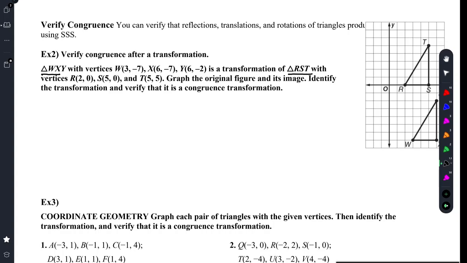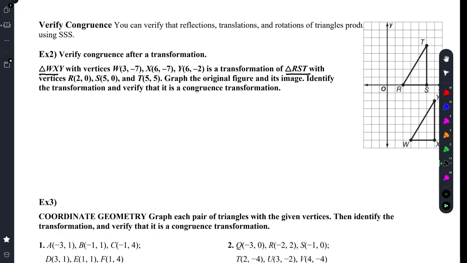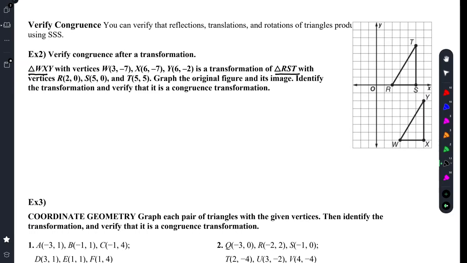So what do we have? Graph the original and its image. Identify the transformation and verify that it's congruent. Well, how could I verify that it's congruent? I know you might be saying, well, I just look at it. No. How do we prove triangles are congruent? Measure the distance between the sides.